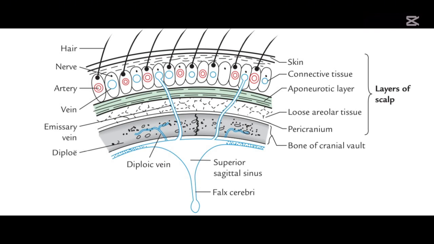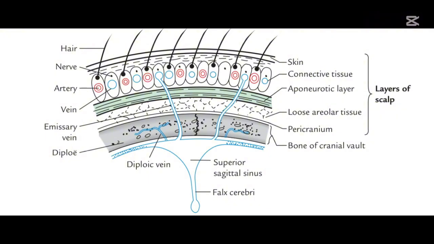SCA. What's A? Aponeurosis. So what's the aponeurosis there? It is formed by the muscles and their aponeurosis. So what's the muscle? Occipitofrontalis muscle and its aponeurosis. So SCA: skin, connective tissue, aponeurosis.